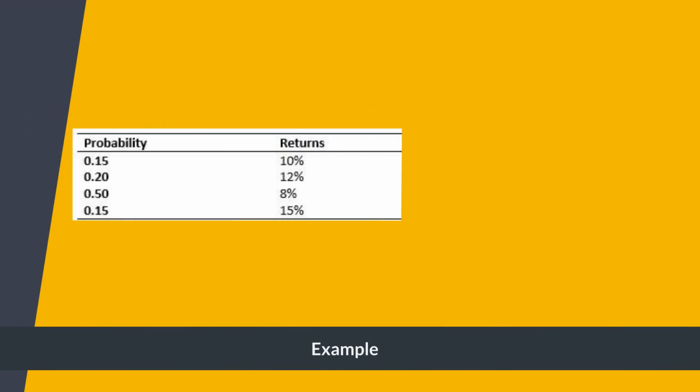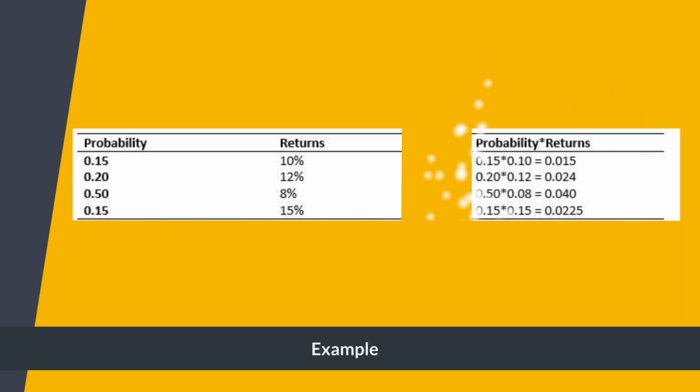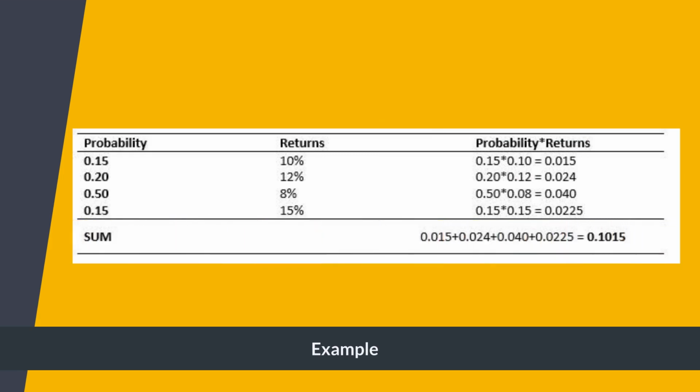Consider the following probability distribution for potential returns for company Y's stocks. In step 1, we multiply the returns with their associated probabilities. Finally, we add all of these probability-weighted returns to calculate the expected return. Hence, the expected return of company Y's stocks is 0.1015 or 10.15%.